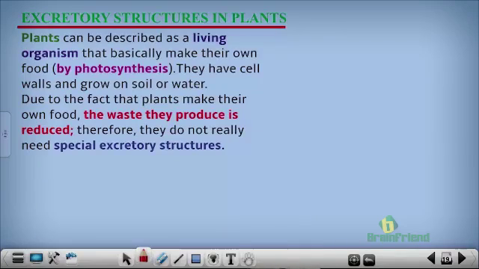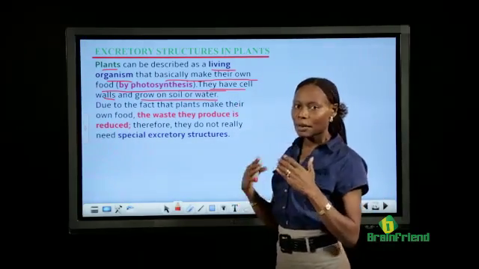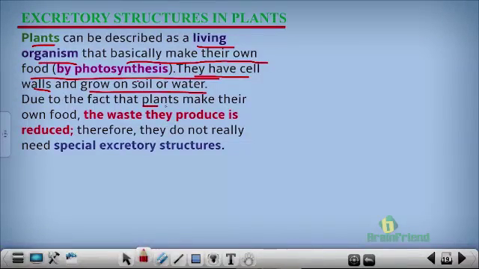Let's look at the excretory structures found in plants. What are plants? They can be described as living organisms that are basically able to make their own food themselves. They have cell walls and they grow on soil or water. That's just a short way to describe plants. Because plants can make their own food, they produce very little waste. Therefore, they do not necessarily need a very well-defined excretory structure.